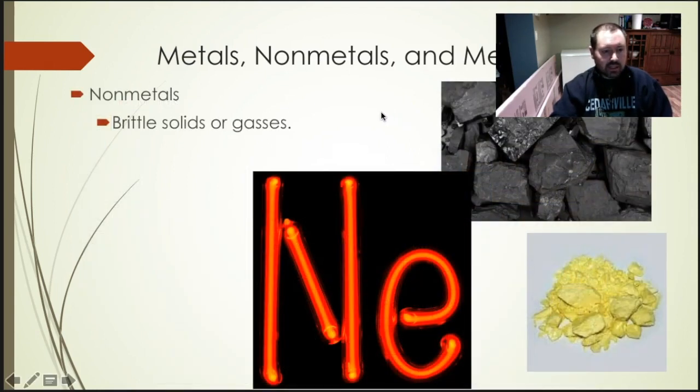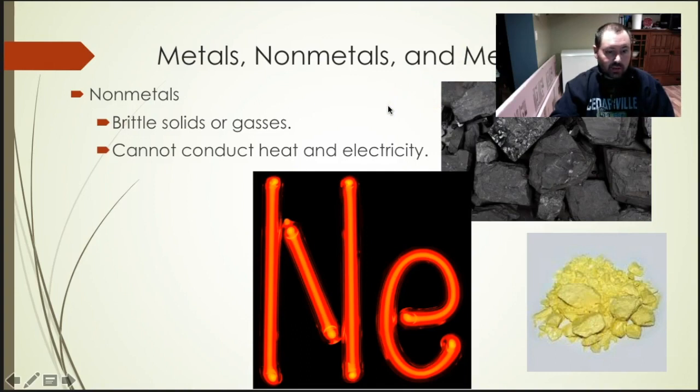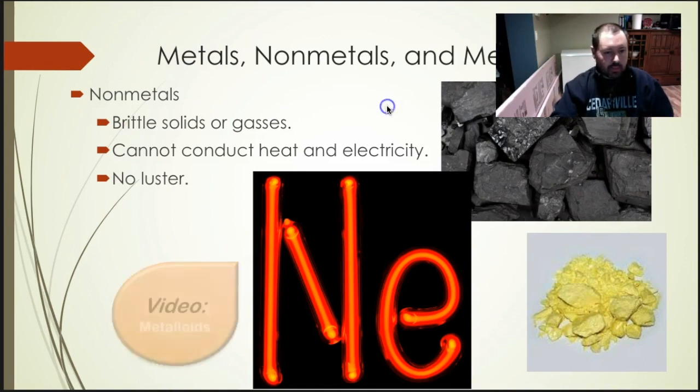And then there's nonmetals. Nonmetals are the exact opposite of metals. Nonmetals, they're brittle. They break easily. You can't hammer them into shapes. They don't conduct heat and electricity. Some of them are gases. So nonmetals are the exact opposite of metals. And they also don't have luster. They don't reflect light the same way that a metal does.